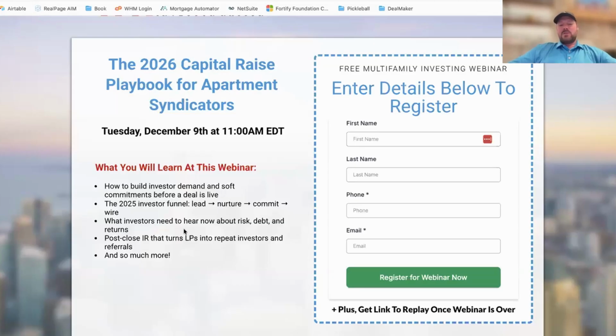But this last piece is what investors need to know now about risk, debt, and returns. So in years past, there have been expectations set from investors around really high returns, right? I'd probably say it's been close to 3 years ago now, where returns were 20% plus, where you would put out a deal with these really high returns, which at the time were really realistic returns.